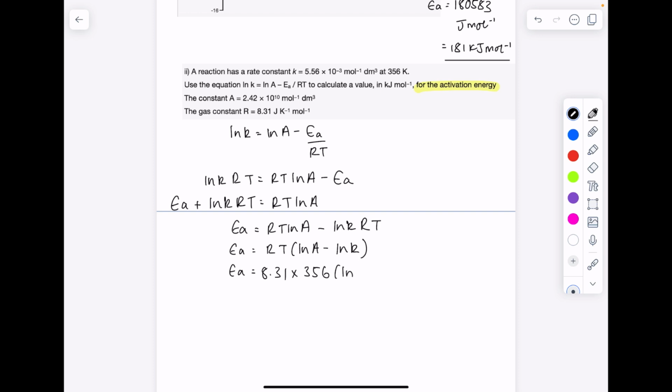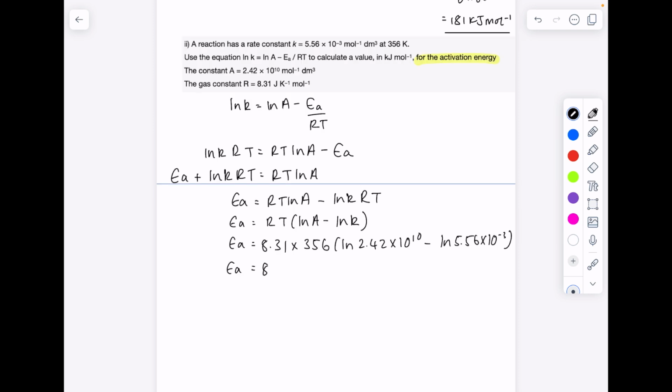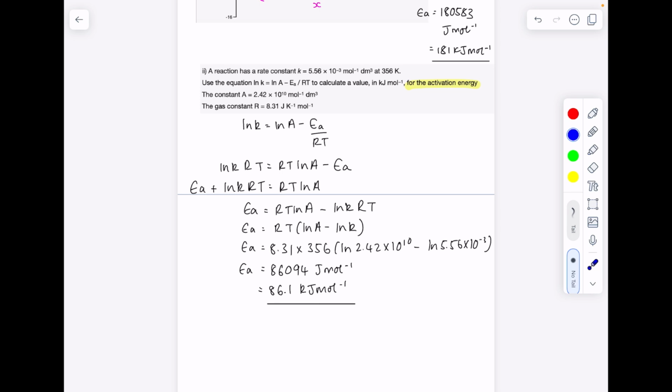We'll do a natural log of A minus natural log of the rate constant. So our final answer here is 86,094 joules per mole. Let's get that into kJ by dividing by 1,000. To recap, we take the equation in the form that they've given us. Then we rearrange the formula to make the activation energy the subject of the formula. We take out the common factor of RT and then we substitute the values in from the question, remembering to convert to kilojoules at the very end.